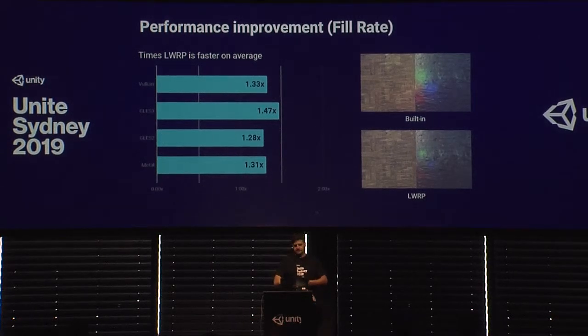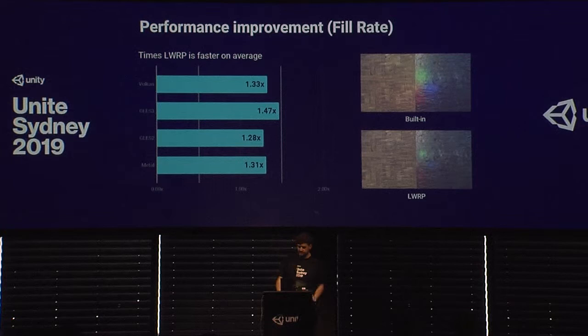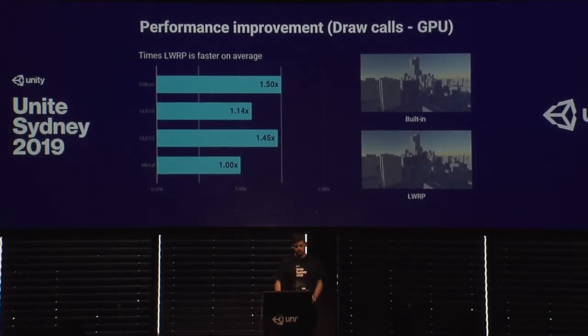A test with multiple point lights. You can see how Lightweight Rendering Pipeline beats built-in with all of the major graphic APIs. These are roughly the speed improvements per frame. Draw calls on the GPU. This scene has a decent amount of triangles and 4 shadow map cascades.